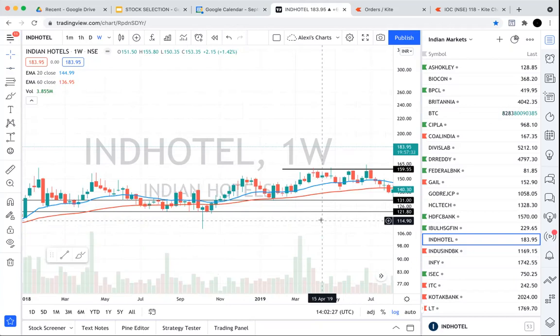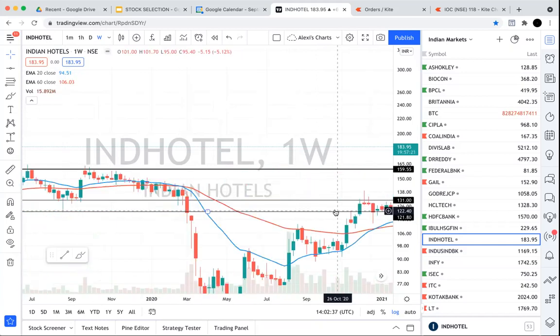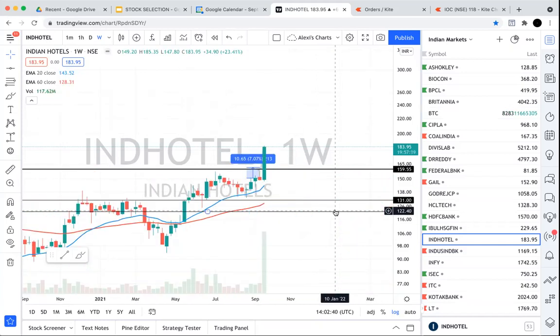There is a tool I've seen some people use where you can just automatically draw it, and that entire level gets shaded in also. But that's fine. All you're using are TradingView tools, I think. That's why it looks a little different from the Zerodha tools.